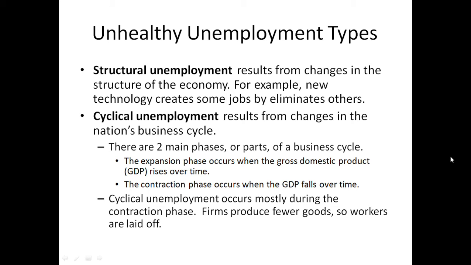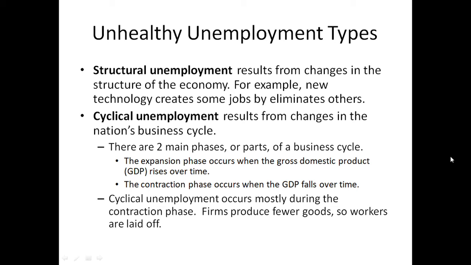There are two main phases of the business cycle, and that's the expansion part, which occurs when the gross domestic product, or the GDP, rises over time. And we've talked about that before, expansion phase, when the gross domestic product rises. And then there's also the contraction phase, when the gross domestic product falls over time. Now those are okay, but the over time is the part that we have to look at. If it occurs for a long enough period of time, then that could be a big problem for our economy.